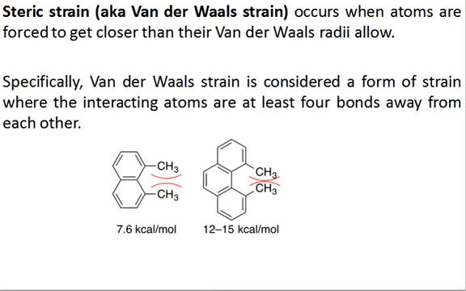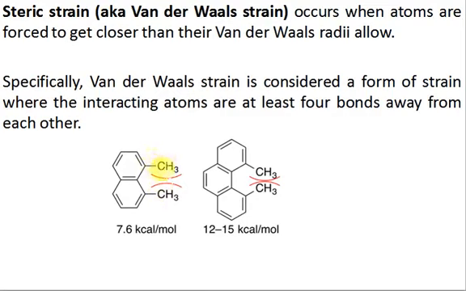Now we have the next type of strain, which is known as the steric strain. Steric strain, also known as van der Waals strain, occurs when atoms are forced to get closer than their van der Waals radii allow, right? So you know that atoms come closer together to form a bond, but if the atoms come too close, then they try to repel each other.